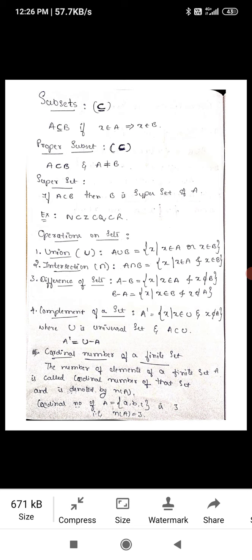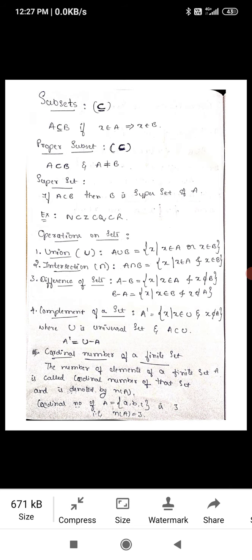Welcome to the second class on set theory. In the first class, we have seen the definition of a set, examples, representation of sets, and also some types of sets. In this class, we shall see subsets, proper subsets, and also operations on sets. First, we shall start with the definition of subset. The symbol written inside the bracket is used to denote a subset.